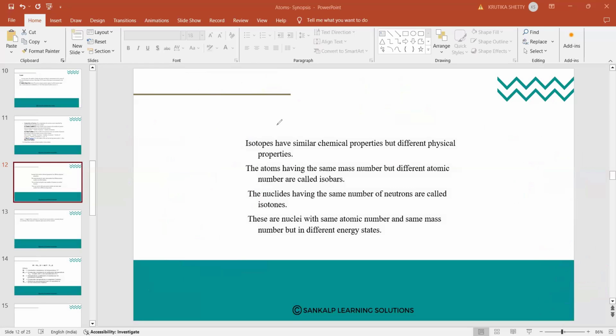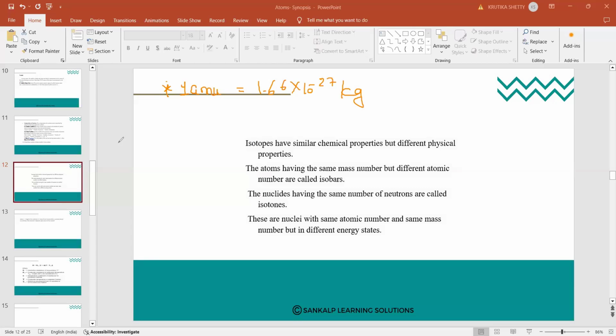Yes. Okay, the last point regarding this nucleus. Here we have defined AMU, that is atomic mass unit. Now we are seeing one point, that is, show that one atomic mass unit is equal to 1.66 into 10 to the power of minus 27 kg. So we have to prove that 1 AMU is equal to 1.66 into 10 to minus 27 kg.